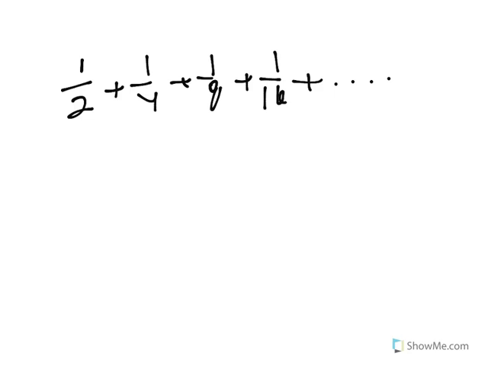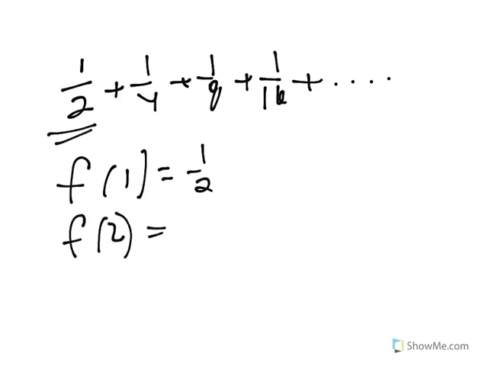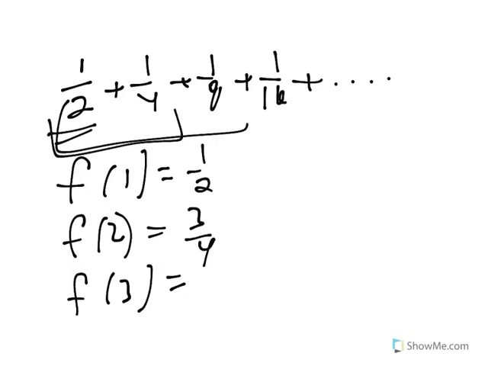Now if I made a function out of it, where I said like f of 1 is equal to 1/2, that's like the first term of this sequence, and f of 2 is the sum of the first two, so that would be 3/4, and f of 3 would be the sum of the first three, which is 7/8.